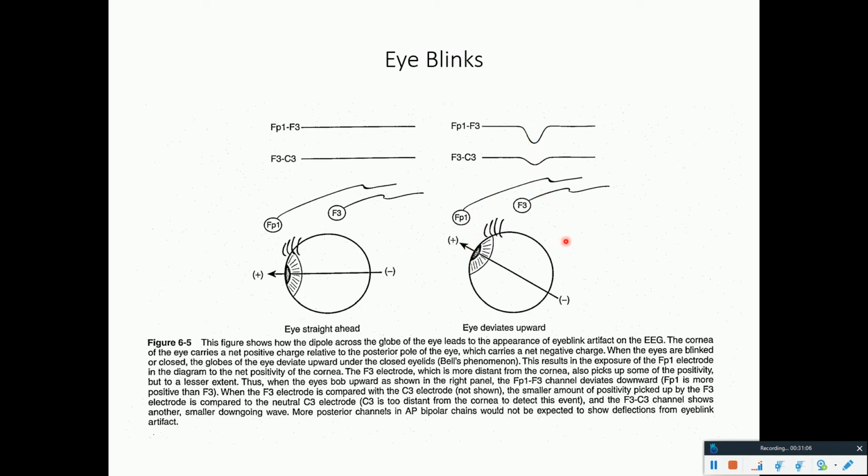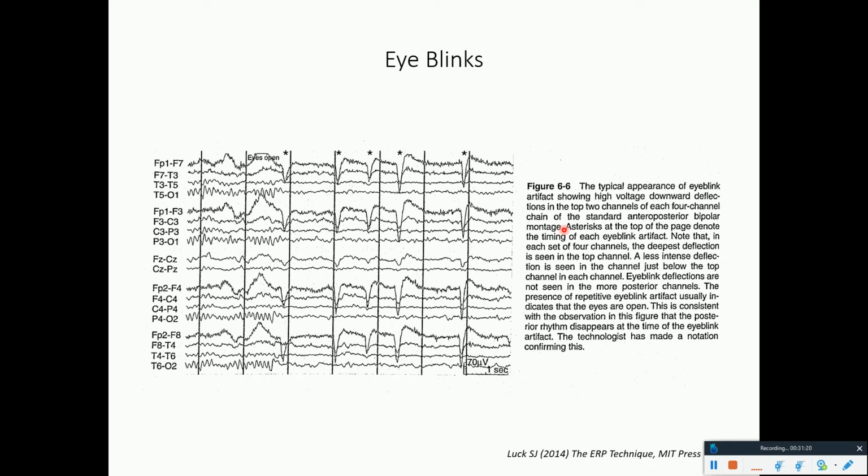So the reason why eye blinks show up on EEG is because the eye itself has a charge. It's a dipole, and the eye moves if you blink. This shows again typical stuff on EEG. If eyes are closed, then you see some alpha activity. If people then open their eyes, they start to blink, and you see these blink artifacts.